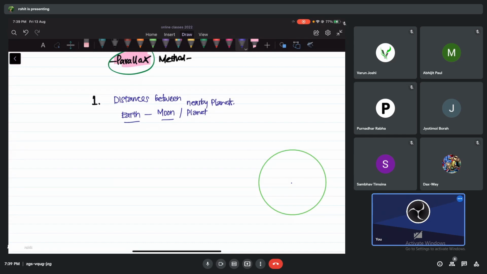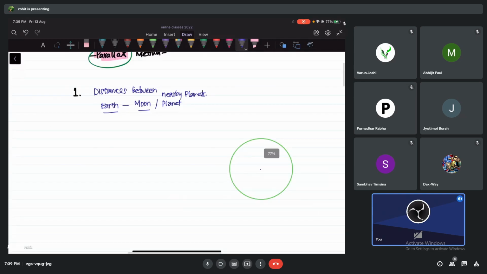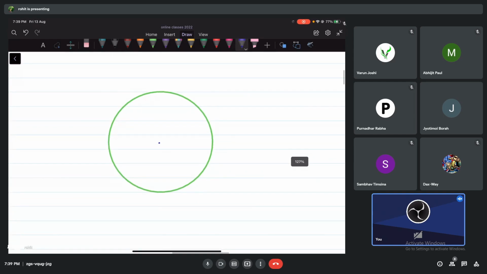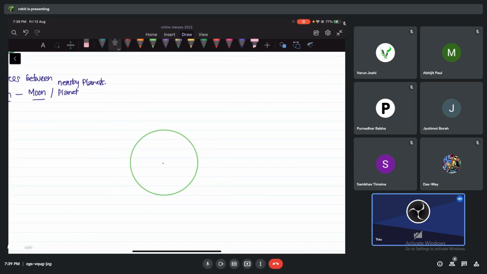So let me show you what this method is. This is Earth. The green thing that I've drawn is Earth. I have the planet also. Let me show you where I draw it. The planet is somewhere here. This is our planet. I want to measure this distance, the distance between the Earth and the planet. I think this part is clear.